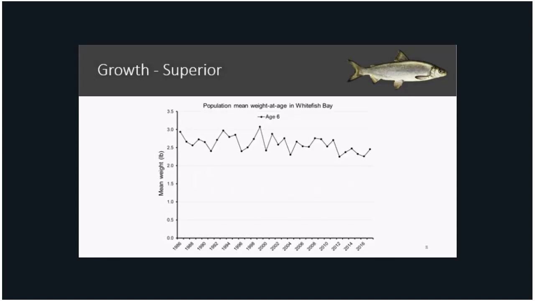Jenilee had mentioned growth, and I'm going to mention growth again. There's been a lot of talk about that over recent decades for whitefish. We have seen some declines in our standard here in Lake Superior, right? This again focuses on Whitefish Bay. This is average weight of an age 6 whitefish over the past 30 plus years. So we have seen some declines. Average weight went from about 2.7 pounds down to about 2.3 or 2.4 pounds. But that's nowhere close to what you're going to see coming up for the lower lakes.